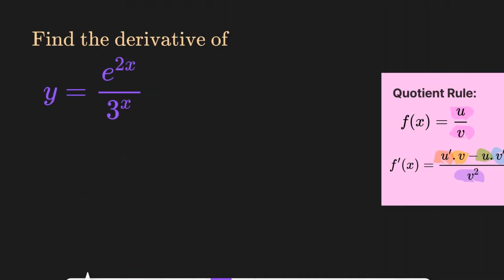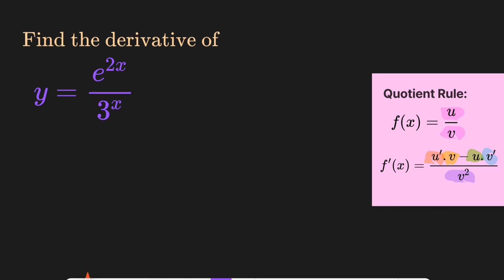Here we have another question. We are asked to find the derivative of a rational function which includes exponential expressions. We have natural exponential function in the numerator and exponential function in here. Let's find their derivatives. Derivative of top part is equal to e to the power of 2x times 2. Derivative of bottom part is 3 to the power of x times natural log 3.